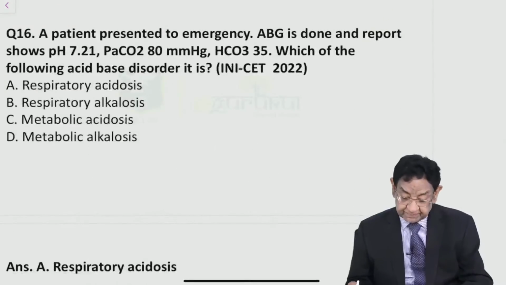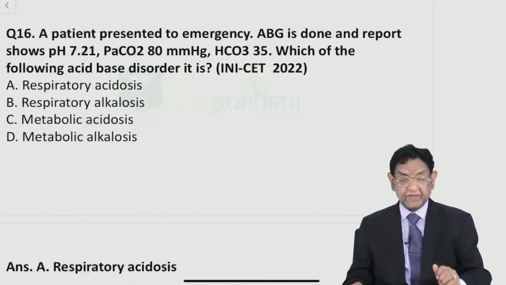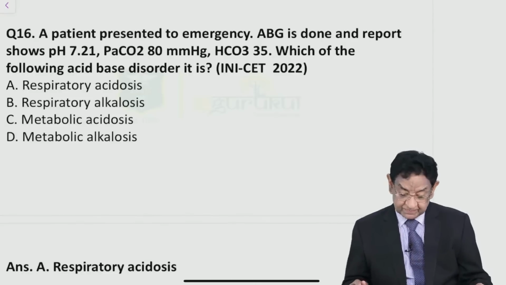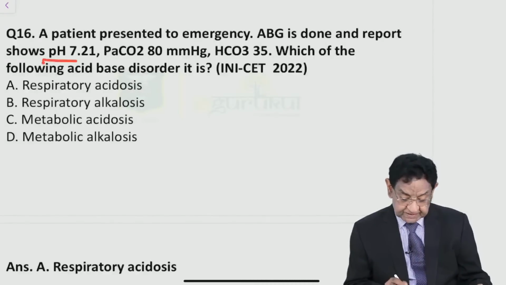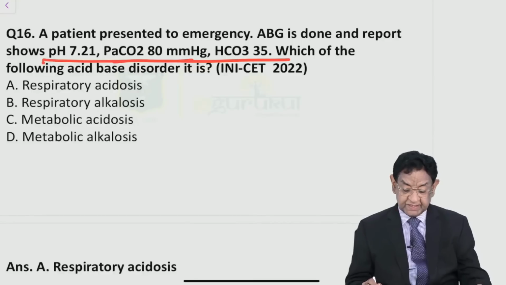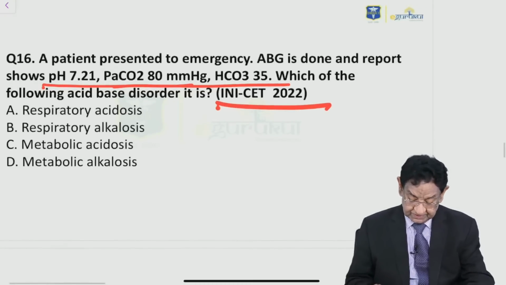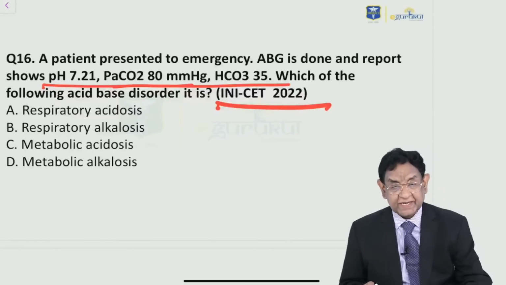Question 16. This is a lovely question. I'll give you 30 seconds to think. An ABG is done: pH, PaCO2, and bicarbonate 35. What is the answer? INI CET question. Okay. Write down the answer.